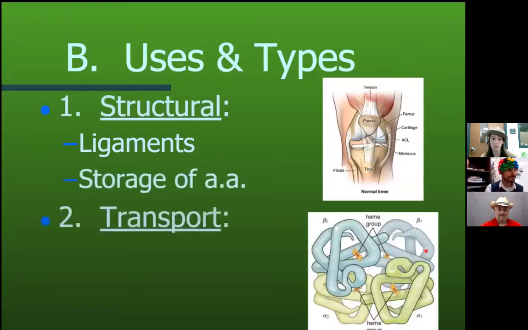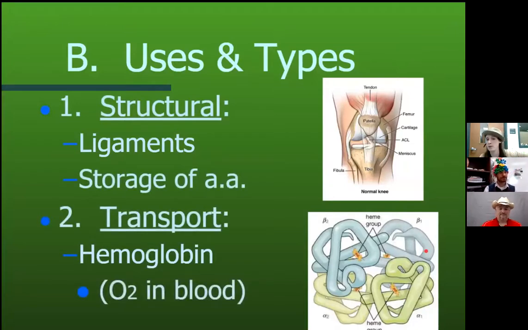Okay, so some uses and types of proteins. We'll get into a lot of these, but to start us off, some structural things is ligaments. So ligaments connect bone to bone in your body. An example you might have heard of is your ACL, which everybody's always tearing, which is why you hear about it. So basically connecting our bones to our bones.